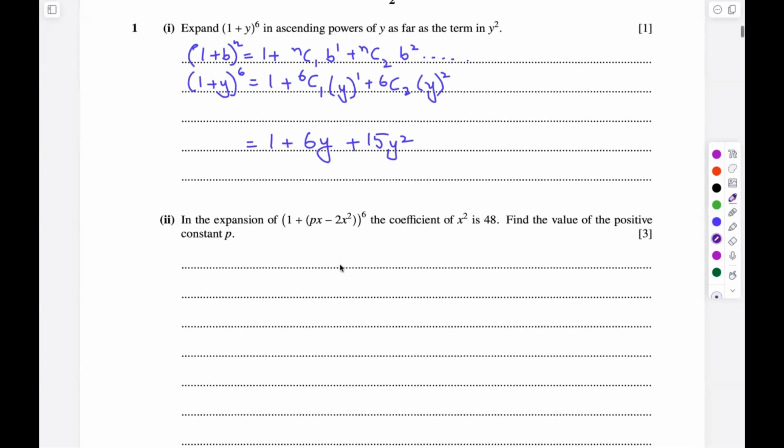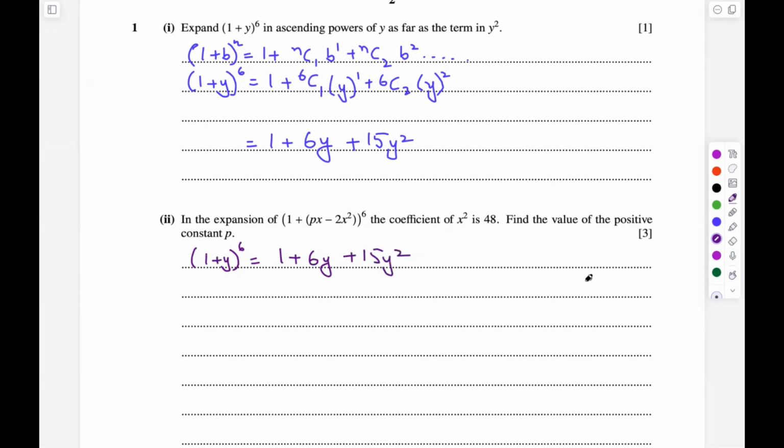In part 2, it says in the expansion of (1 + px - 2x squared)^6, the coefficient of x squared is 48. We have to find the value of the positive constant p. Now, we have already expanded an expression of the form (1 + y)^6, and the expansion was 1 + 6y + 15y squared. In this question, y has been replaced with px - 2x squared. So we can replace the y with px - 2x squared.